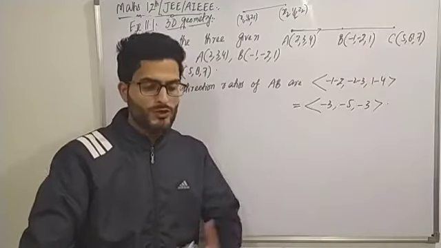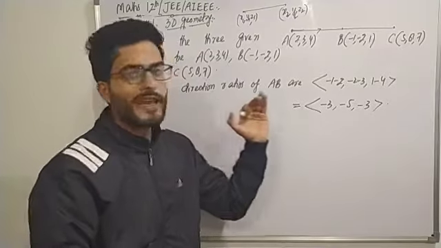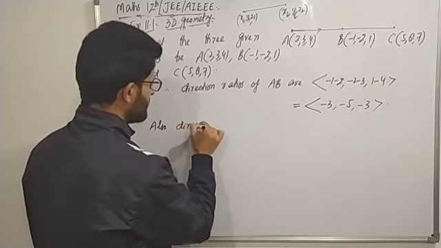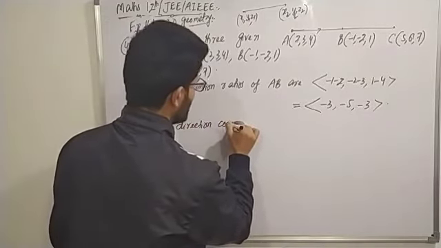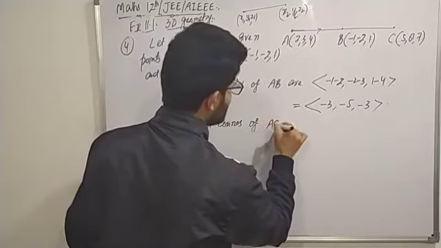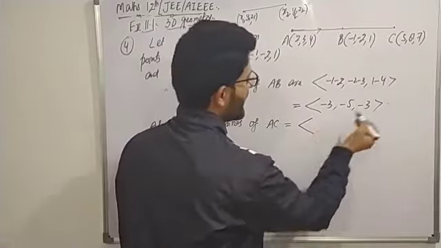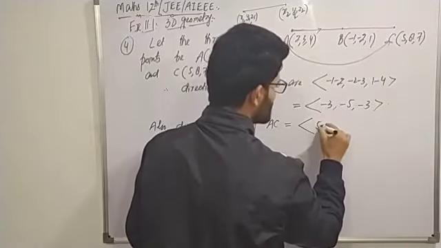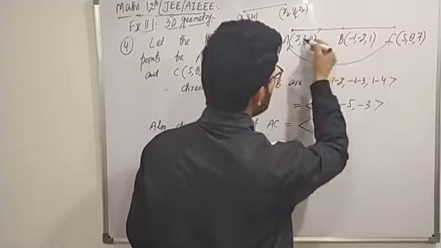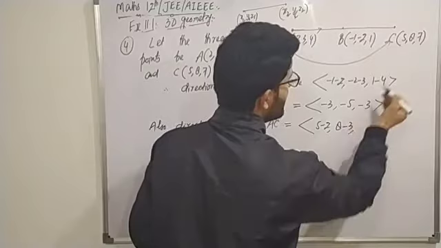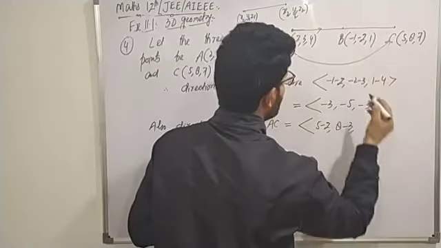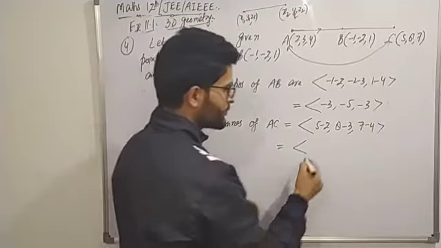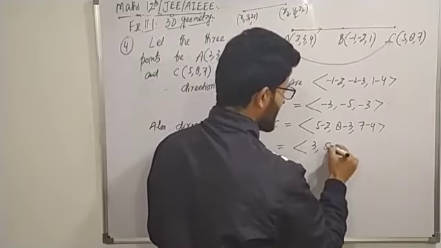In the similar fashion, we are going to calculate the direction ratios of AC. Also, direction ratios of line AC or vector AC are, again apply the formula. इस समय AC का करना है, so again apply the formula x2 minus x1, that's 5 - 2. Yes. y2 minus y1, that's 8 - 3. Yes. z2 minus z1, and that's 7 - 4. And that's equal to the ordered three tuple of 5 - 2 is 3, 8 - 3 is 5, 7 - 4 is again 3.